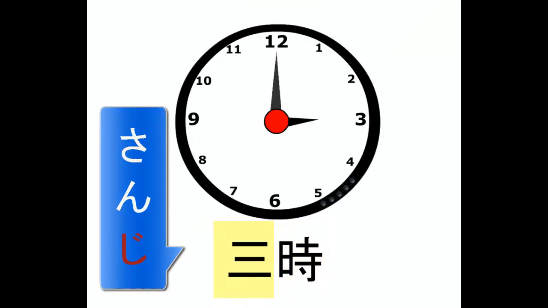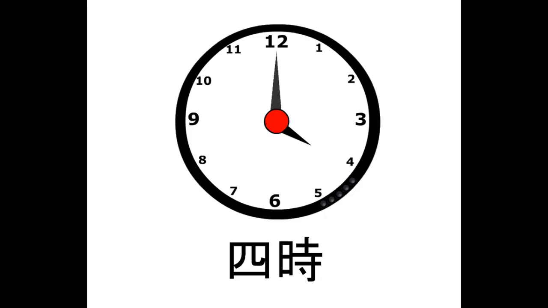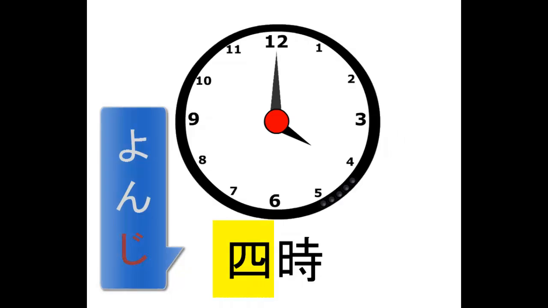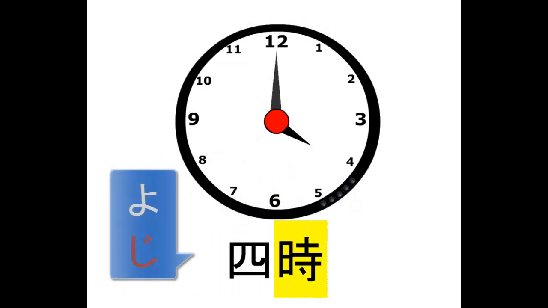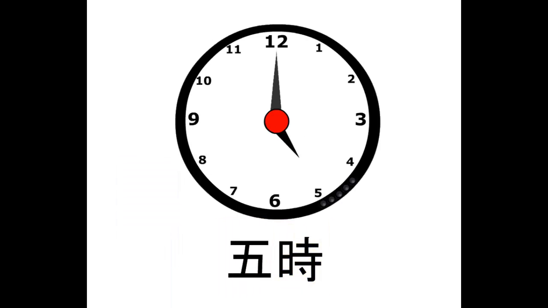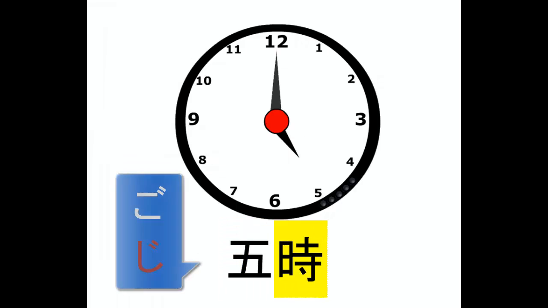Sanji. 4 o'clock. This one is slightly tricky because you should say yonji. That would be logical, but you're not allowed to say yonji. You must say yoji. And you're not allowed to use the shi option, which is normally there for number 4. You cannot say shiji. So you must say yoji. 5 o'clock is goji.